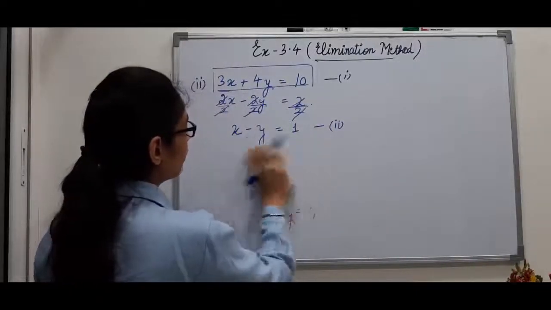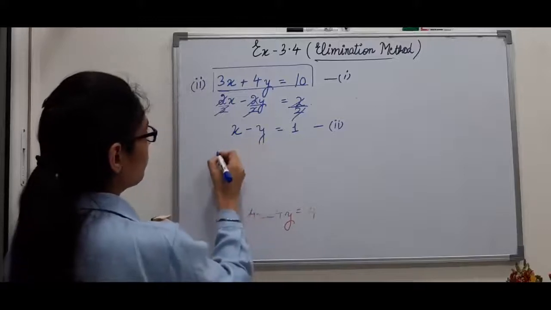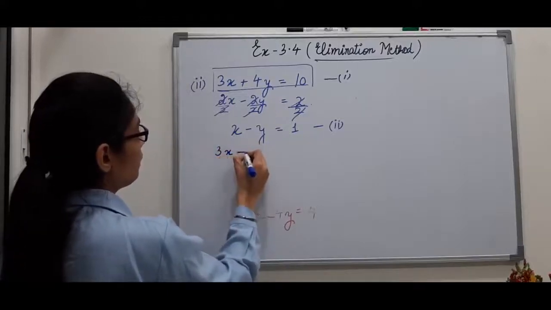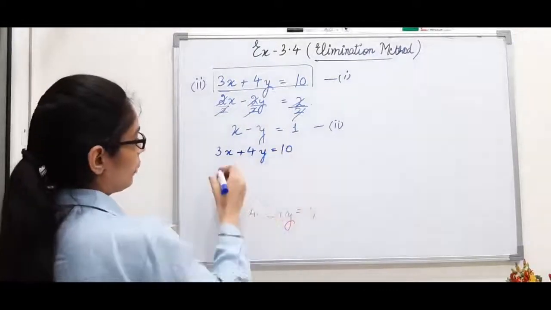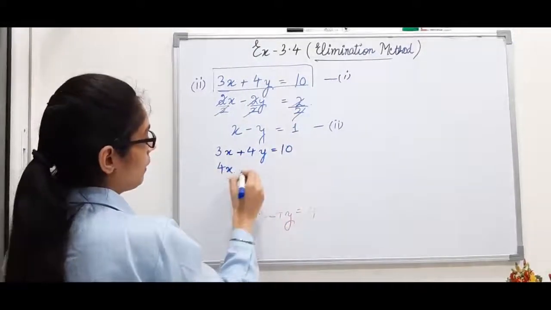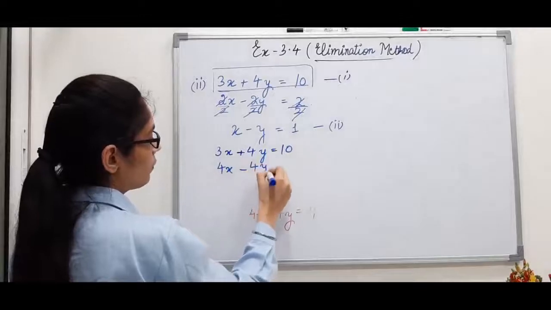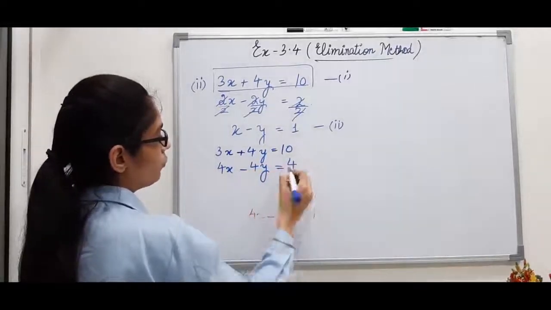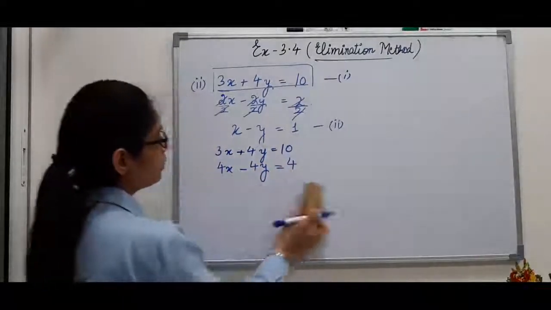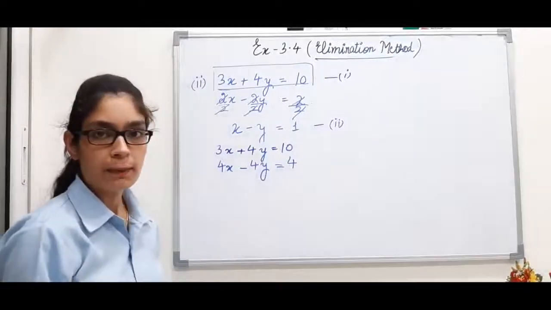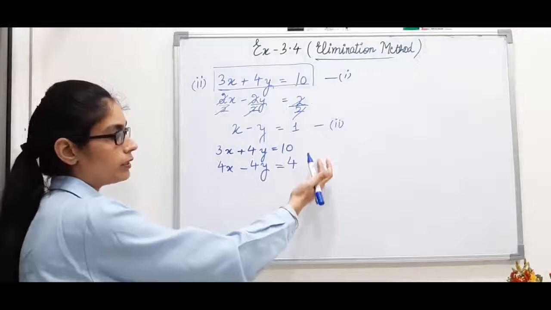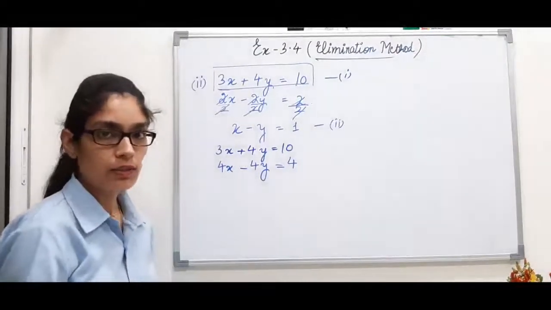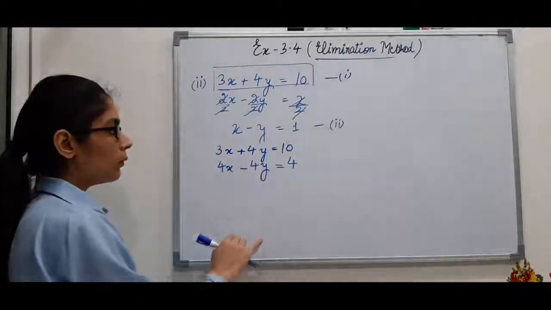I will rewrite the equations. So my first equation is 3x plus 4y equals 10, and the second equation is 4x minus 4y equals 4. While doing elimination, I can either subtract the two equations or add the two equations. It depends on the equations.